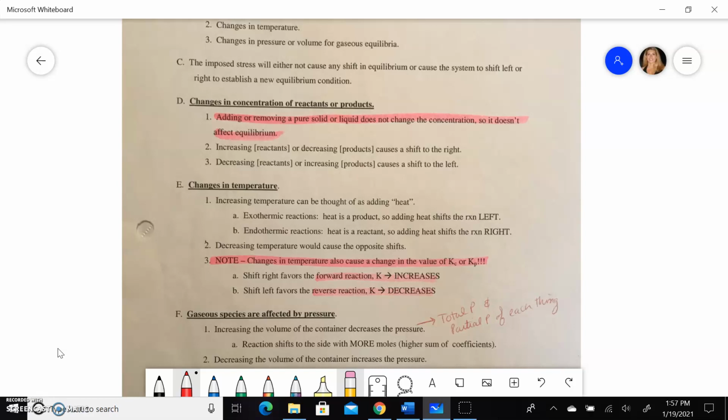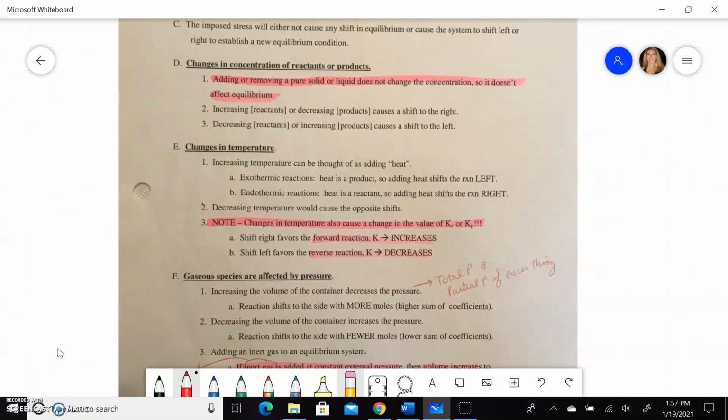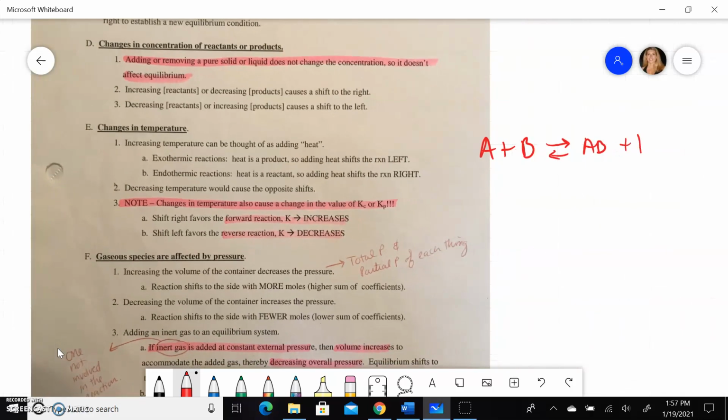For changes in temperature, the first thing you want to do is to put heat into the reaction. Sometimes it'll be in the reaction for you. So if you have this reaction, sometimes it'll just say heat in the reaction. Or there are 3 different ways that you can say the same thing. It could put the actual amount of heat in there, so 65 kilojoules. It also could put it off to the side with a delta H.